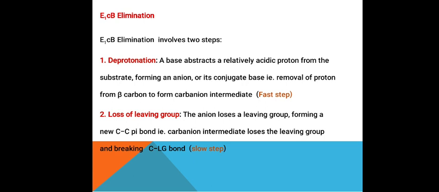Loss of leaving group: the anion loses a leaving group forming a C-C pi bond, a double bond. That is, the carbanion intermediate loses the leaving group, with breaking of the carbon-leaving group bond. This is the slow step.